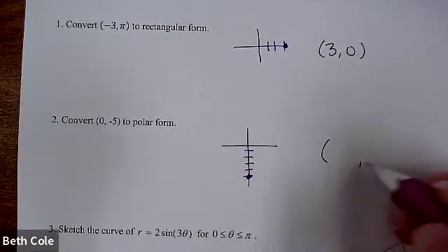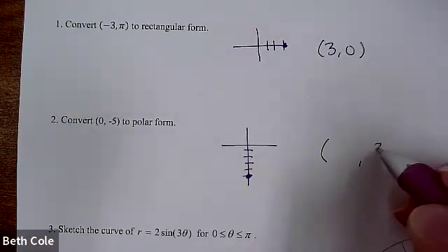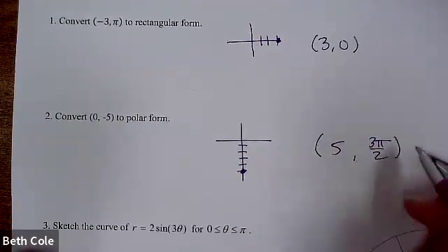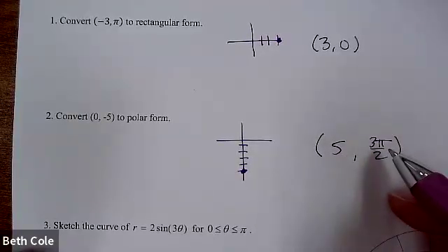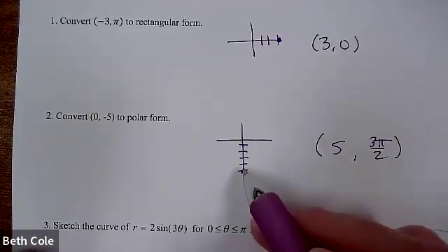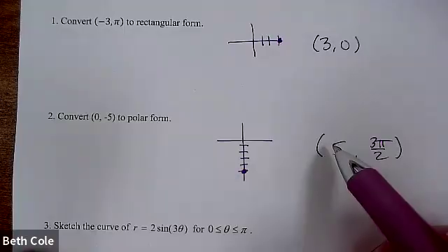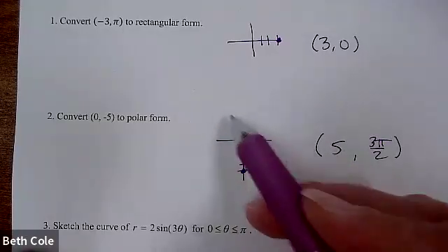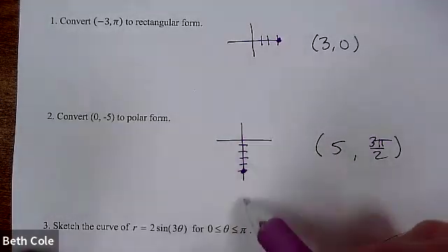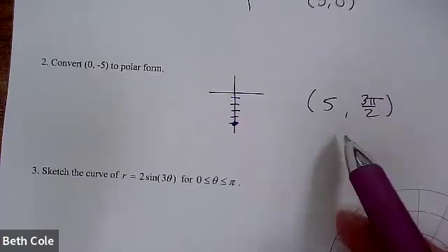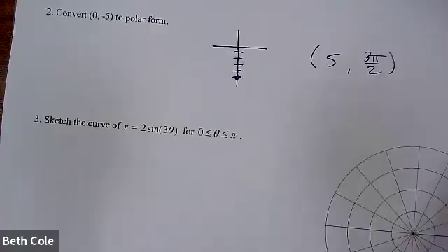In polar, we would want to rotate to 3 pi over 2 and go 5 units in that direction. There are an infinite number of answers for this question, though. For example, you could do (5, -pi/2) if you wanted to rotate backwards. You could do (-5, pi/2). Pi over 2 would put you up here if you go 5 in the opposite direction. So this could have an infinite number of answers, but this is, I think, the easiest way to do it.